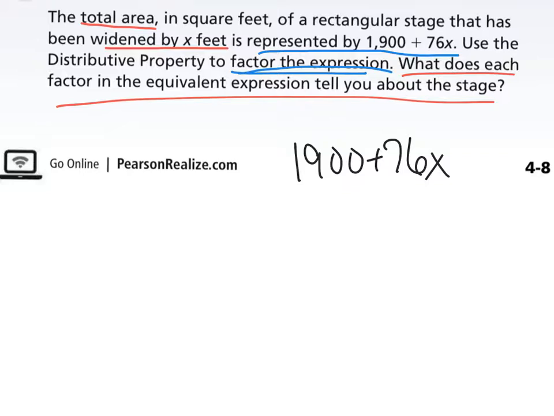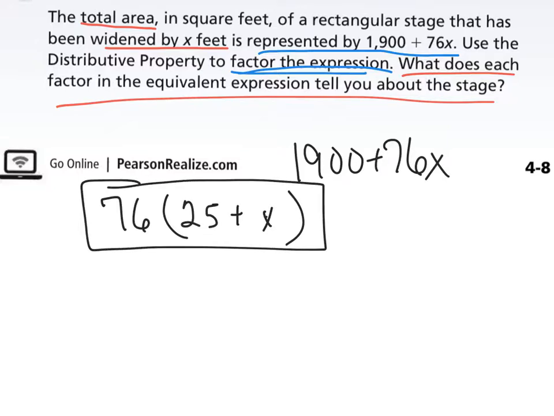And it actually works out. If you take 1,900 divided by 76, you'll get 25. So what that means, if you remember factoring, we're going to take a 76 out in front, and we're going to think about what we would have left so that when we distribute, we would get 1,900 plus 76x. So we said 76 times 25 was 1,900, and then we would need 76 times what to get 76x? Just x, or 1x if you want. Okay, good. So this would be our factored form for this problem.